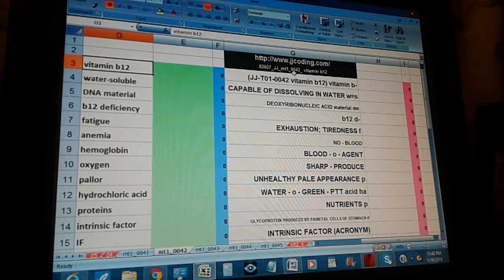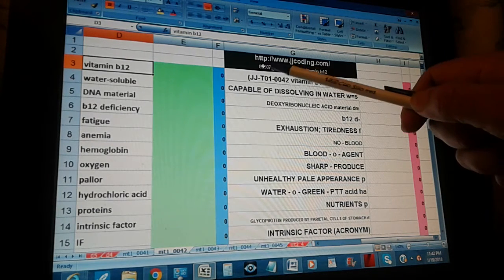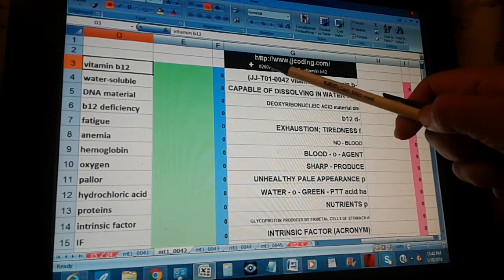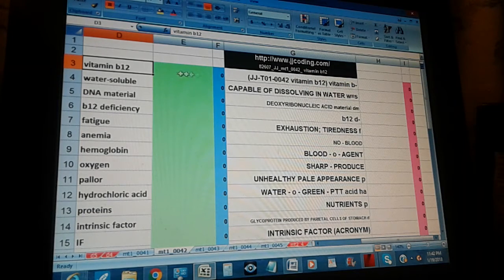Medical terminology 0042, vitamin B12. And the CPT code for this is 82607. And you know that this is a lab because it starts with 8, right? So we know that already. So 82607 is the CPT code for this lab for vitamin B12, right?